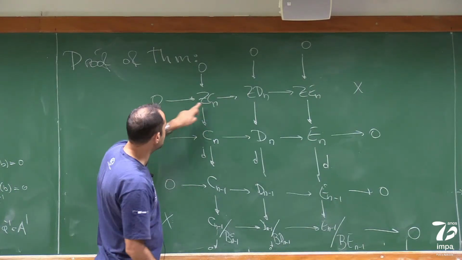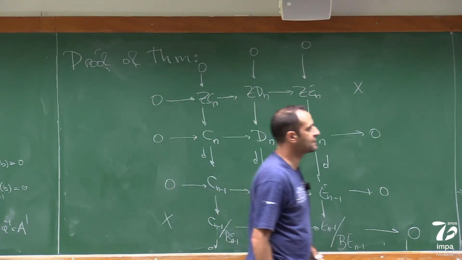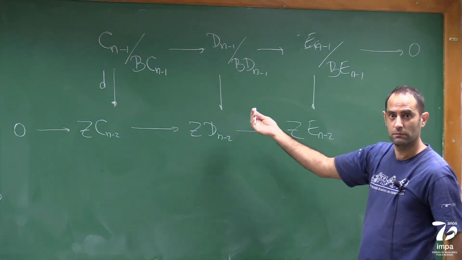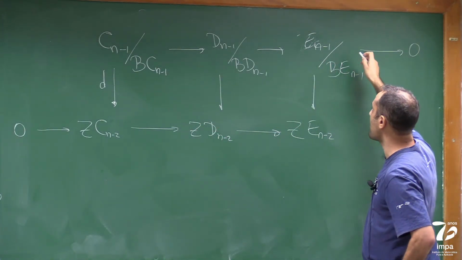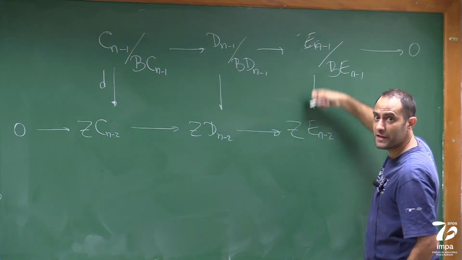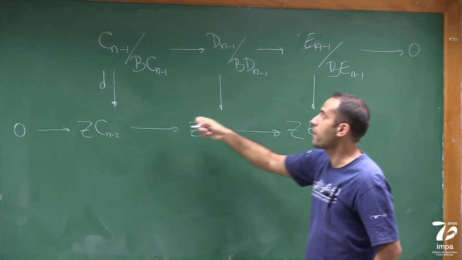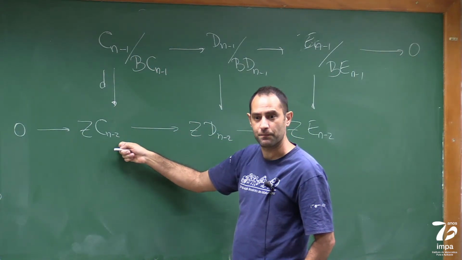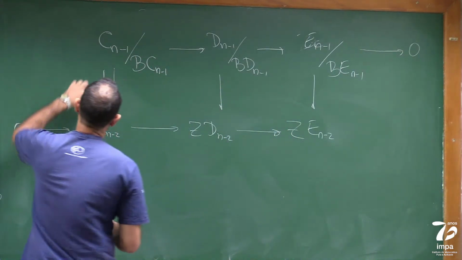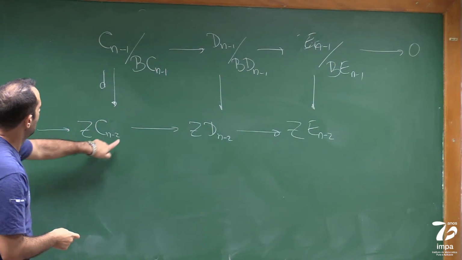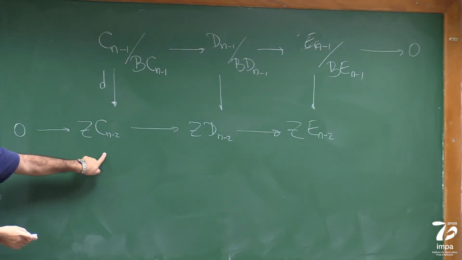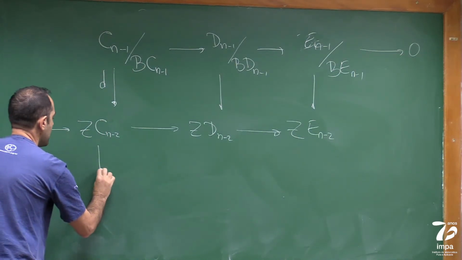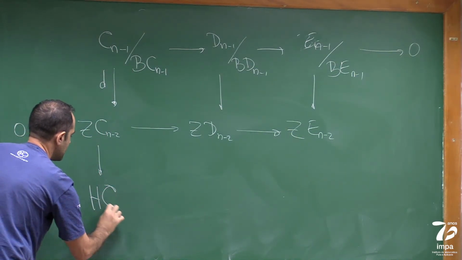Now, with this exactness that I got already from the snake lemma, I can draw this diagram, and now I'm going to use the snake lemma again. And the snake lemma again is going to give me a map from the kernel of this map to the co-kernel of this map. The co-kernel of this map, what is it? Well, it's chains in C_{n-2} modulo the image of d. So the co-kernel here is H C_{n-2}.